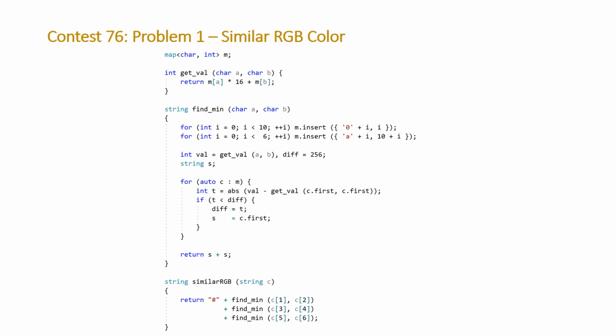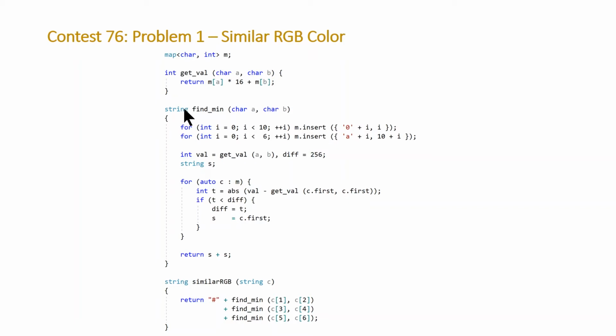So let's start at the bottom here with our function similar RGB, which takes a string C, so that's sort of our input, and then we're just going to return this hashtag plus the 2 characters. So this find min function, it passes in each of the characters individually, so 1, 2, 3, 4, 5, 6, and then this function is going to output the character or digit that minimizes the difference.